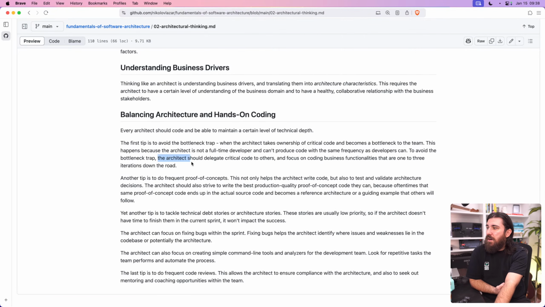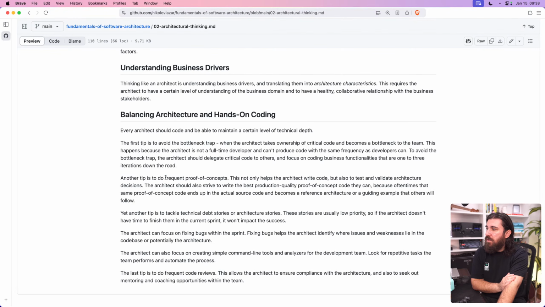To avoid this, the architect should delegate critical code to the others and focus on coding business functionalities that are one or three iterations or sprints down the road. So these can be features that are nice to haves, not must haves, or planned for a future sprint. The architect can work on them so that they don't become a bottleneck to the team.